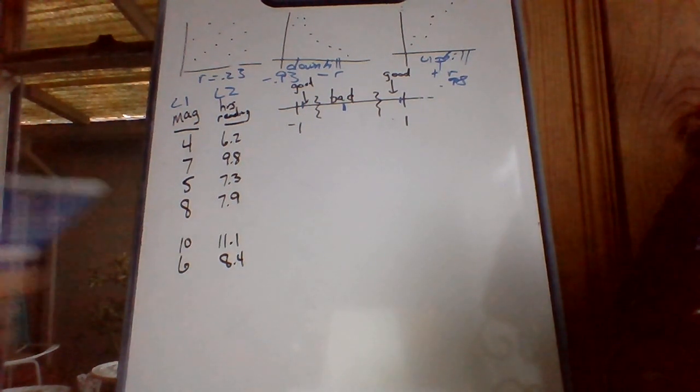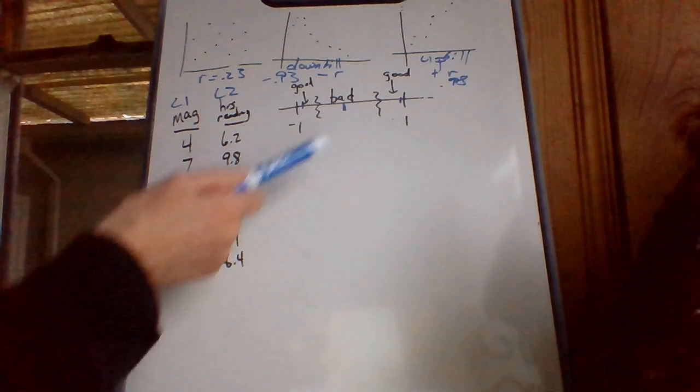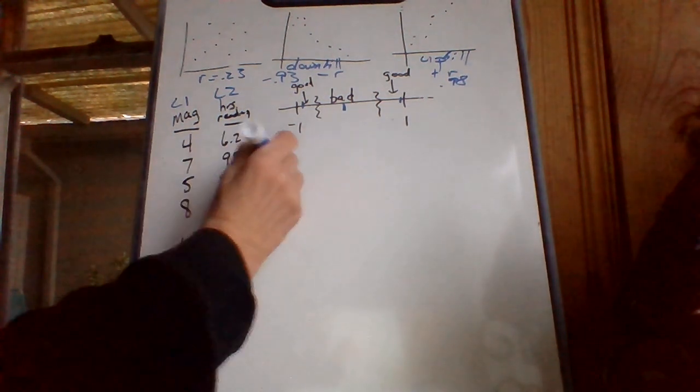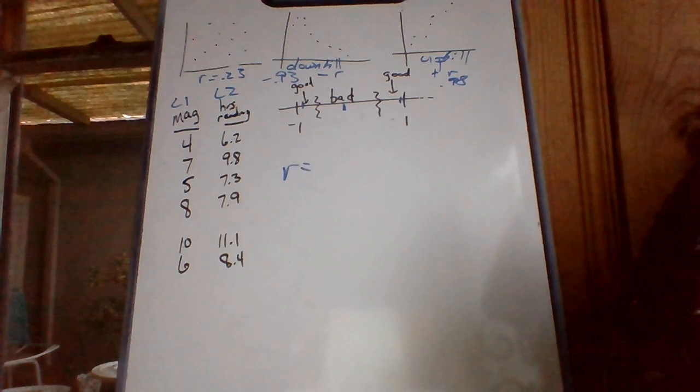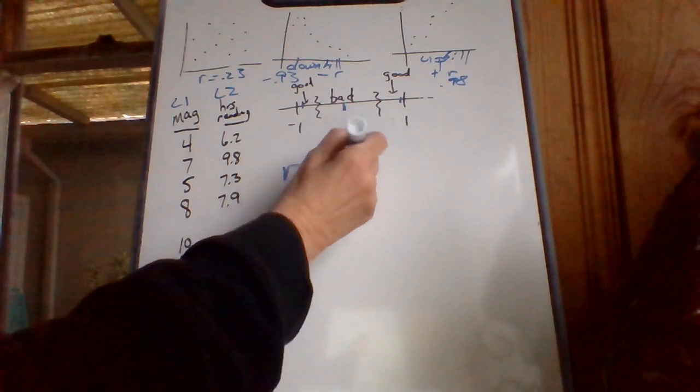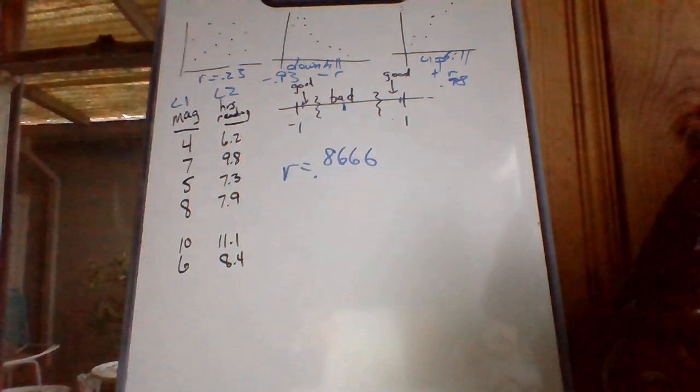So once I've done those, I go stat, test, Linreg t-test, scroll all the way down until I get R, and I get 0.8666. All right, is that good or bad?